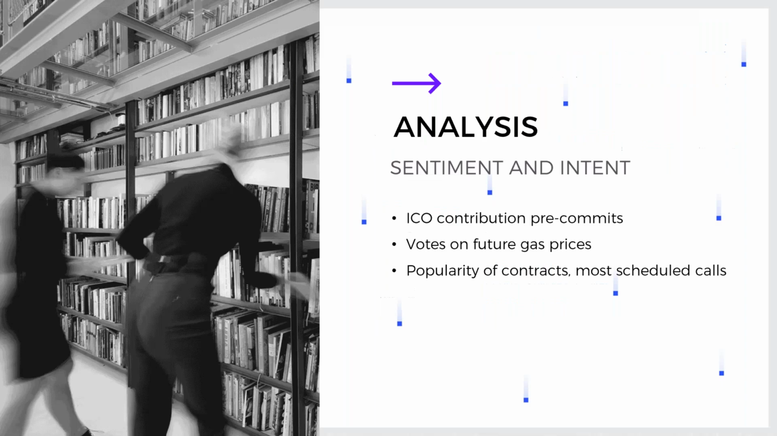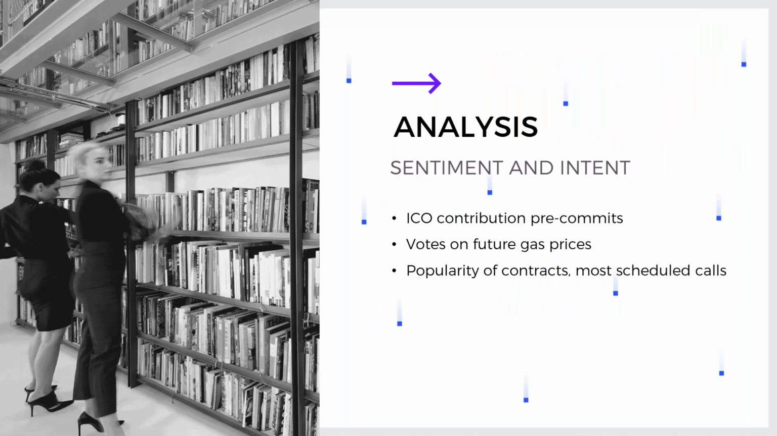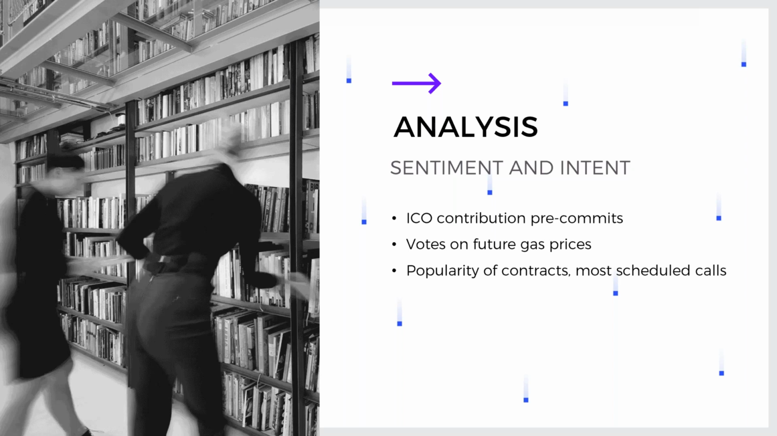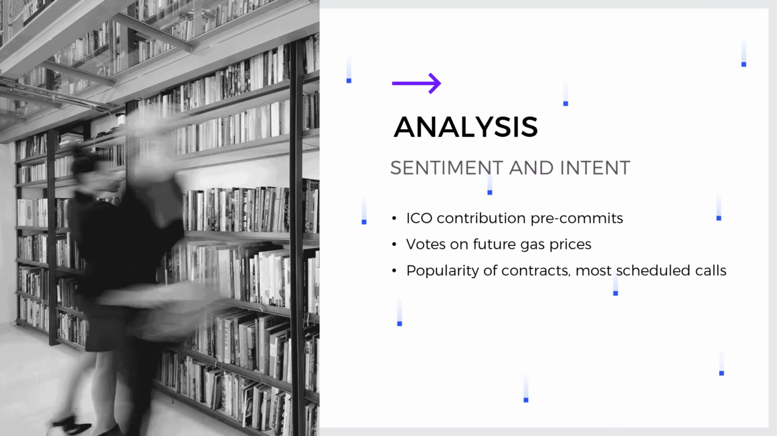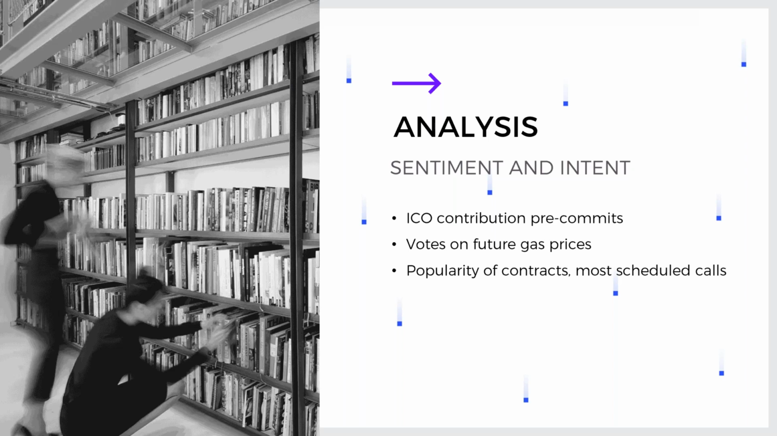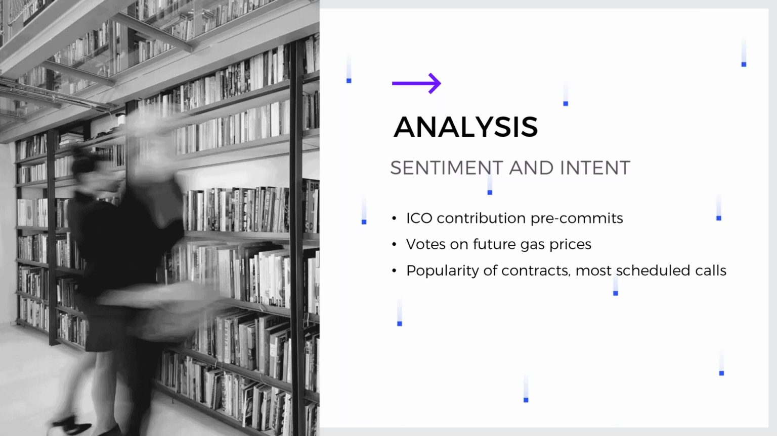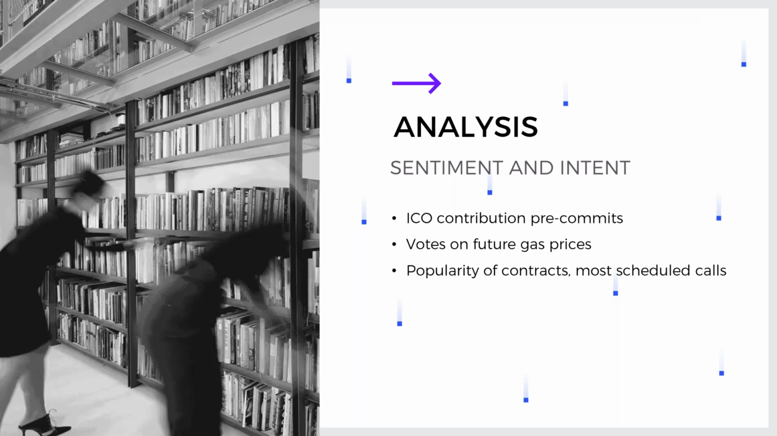Another thing that we might start seeing that could be interesting from a data analysis viewpoint is just using these scheduled transactions to make conclusions about sentiment and intent of the users. So one of the big ones is ICO contributions. If you see a lot of people scheduling transactions to be sent to a certain ICO, you can see how many participants are essentially pre-committing to their contributions, and you can also see how much each participant is contributing.